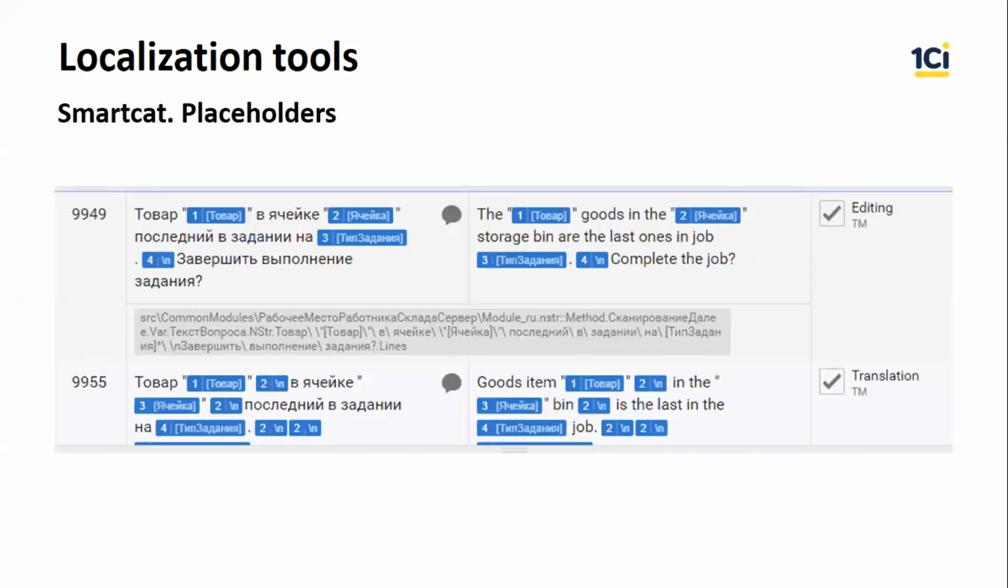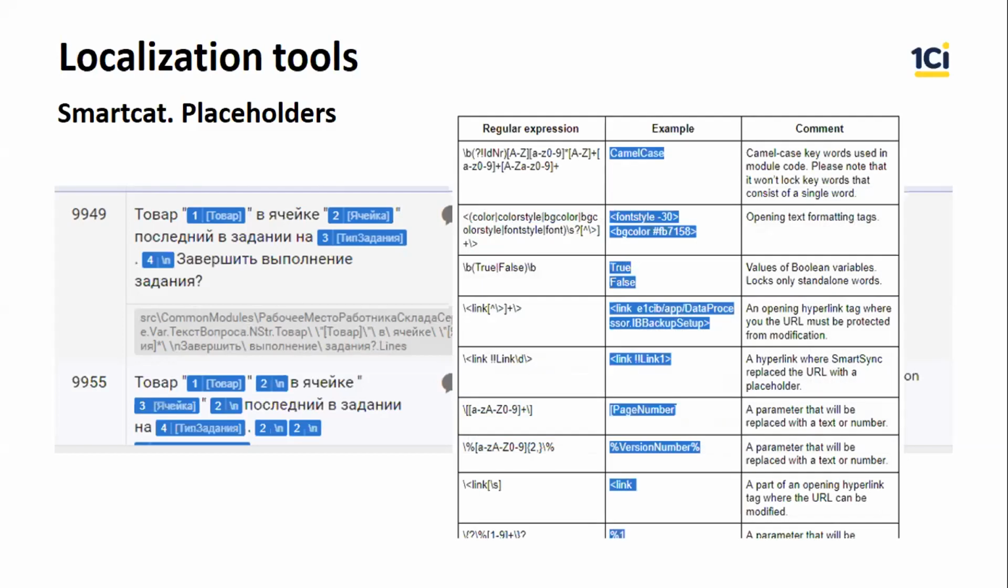Sometimes you do not want some text to be translated, as it may cause mistakes. For example, we do not translate any parameters if the code itself is not translated. To ensure this, we use placeholders, which prevent some parts of the text from being translated or deleted. In the table here, we can see the examples of regular expressions commonly used for this purpose. You can also find them in the Localization in SmartCAT guide.